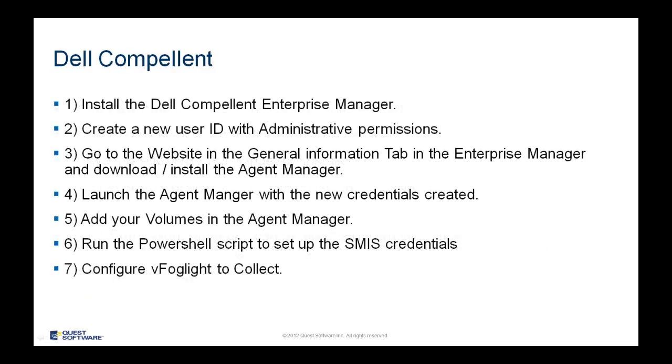Just a basic overview: you're going to install the Dell Compellent Enterprise Manager. I always create a new ID with administrator permissions, simply in case something happens, it's always nice to have a backup ID. So I use the one I create and leave the original one alone. You're going to go to a website that's given to you in the application to download the Enterprise Manager client. You're going to launch the Agent Manager with those new credentials once it's installed, and then add your volumes in Agent Manager. Then you're going to run a PowerShell script to set up the SMAS credentials, and then configure vFoglight to collect. Not quite as complicated as it seems, and I'm going to walk you through the whole process right now.